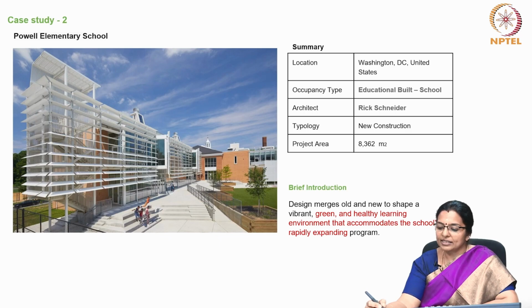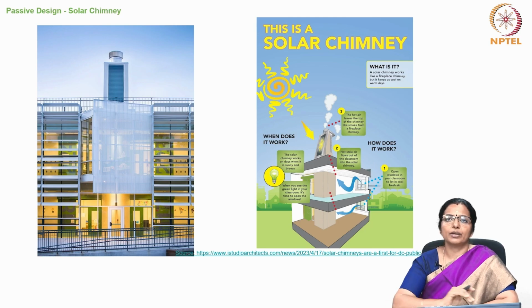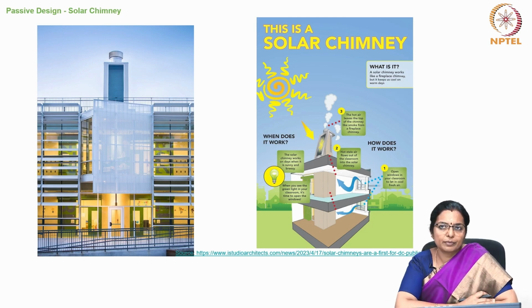The second case study which we will see is the Powell Elementary School. It's an educational institution and it has a solar chimney. This is the first solar chimney in a DC public school system, and this is found at Powell Elementary School. So these were created to mimic and enhance a system that was comparable to one of the old 1929 building, which was an inspiration for the solar chimney to be placed in this building.